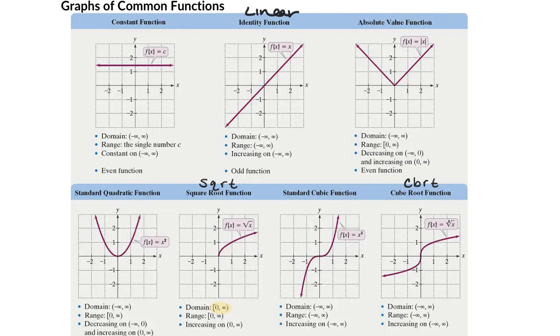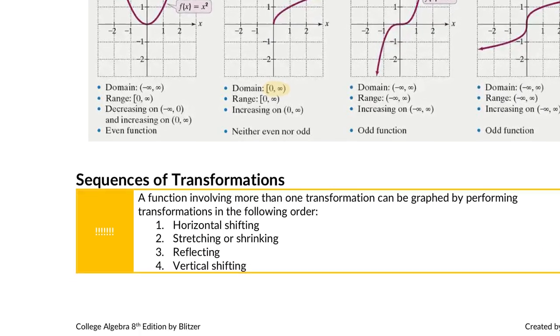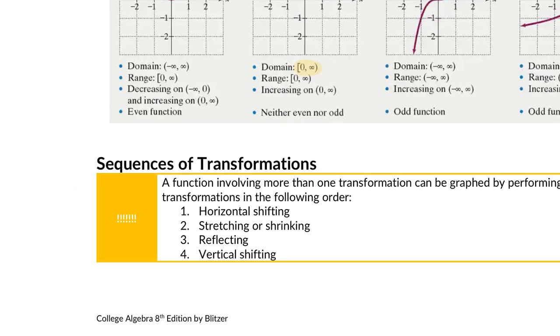Yeah, so we're going to be using these graphs of common functions to perform transformations of these different graphs in different ways. With transformations, there's a whole bunch of things you can do to a graph. And just as a reminder, the sequence of these comes back at the end. You should always perform the transformations in this order. First, start with horizontal shifting, then any stretches or shrinking, any reflections, and lastly, vertical shifting.